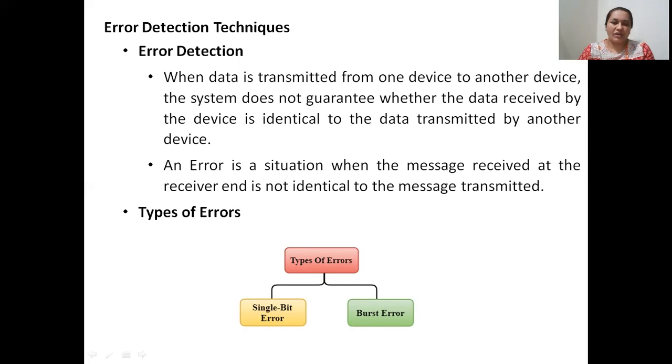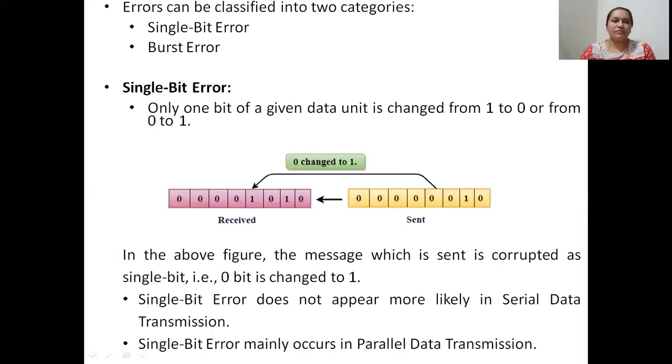One or more zeros can become ones, one or more ones can become zero. So an error is a situation when the message received at the receiver's end is not exactly the same as the message which was transmitted by the sender. There are two types of errors which can occur during data transmission. The first one is single bit error. The second one is burst error.